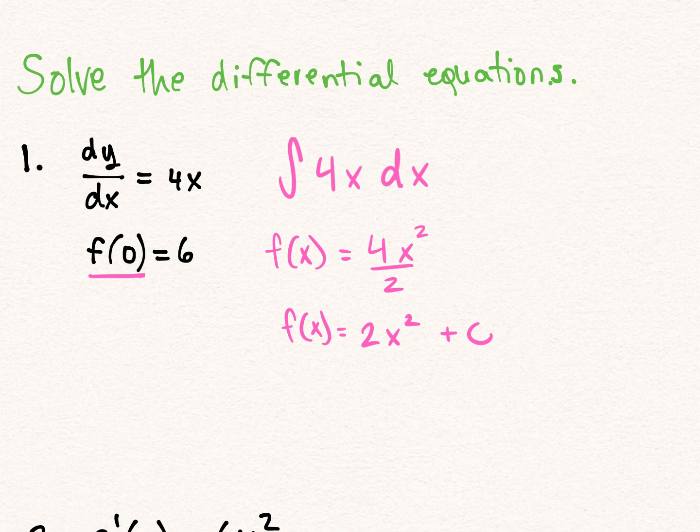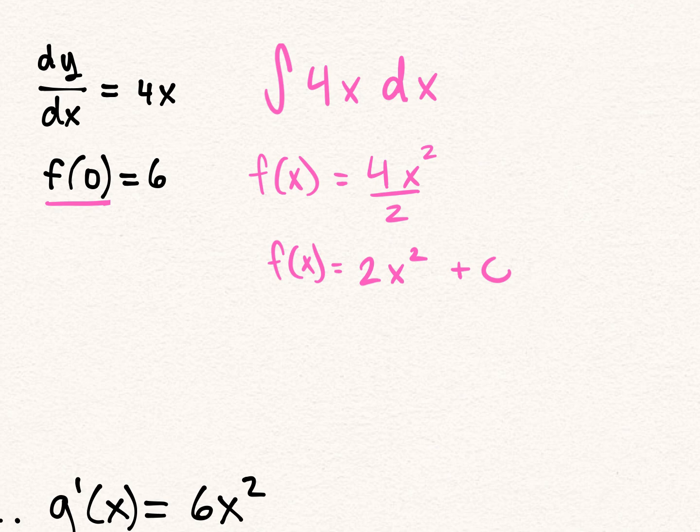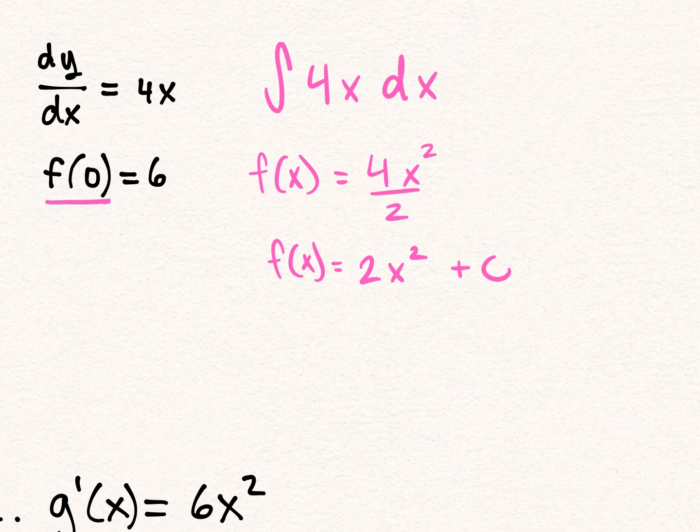So this would be an antiderivative. We want to find the antiderivative of our equation here. So we need to solve for c. So we're going to use that f of 0 equals 6 to help us solve for c. So f of 0 means that we plug 0 into the x. So 2 times 0 squared plus c.